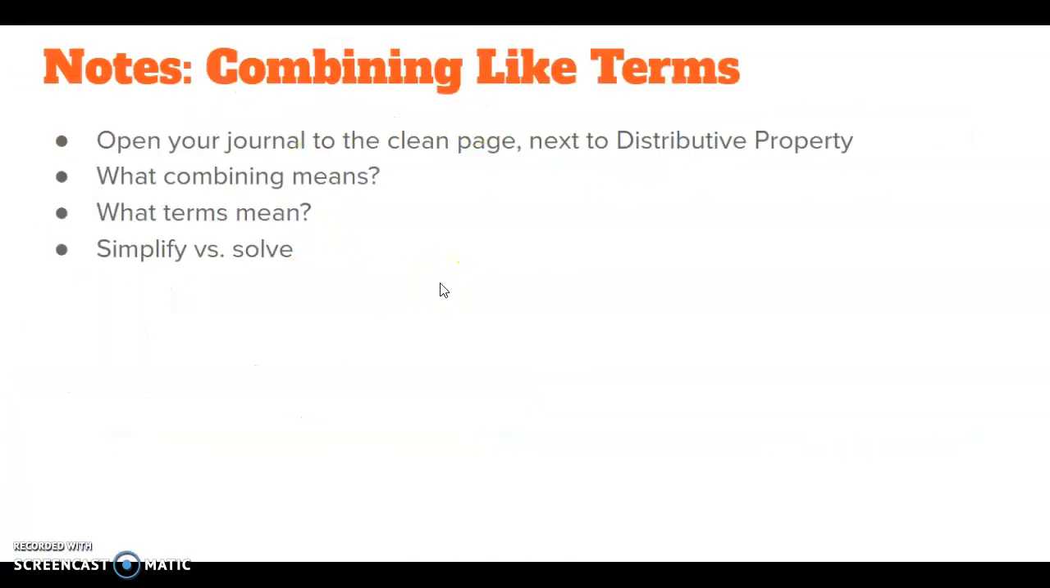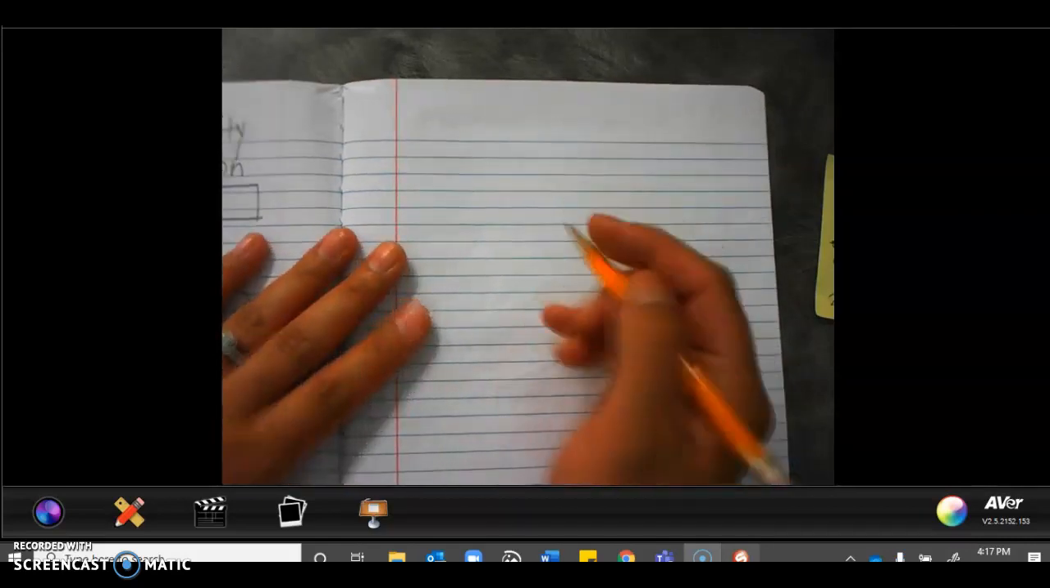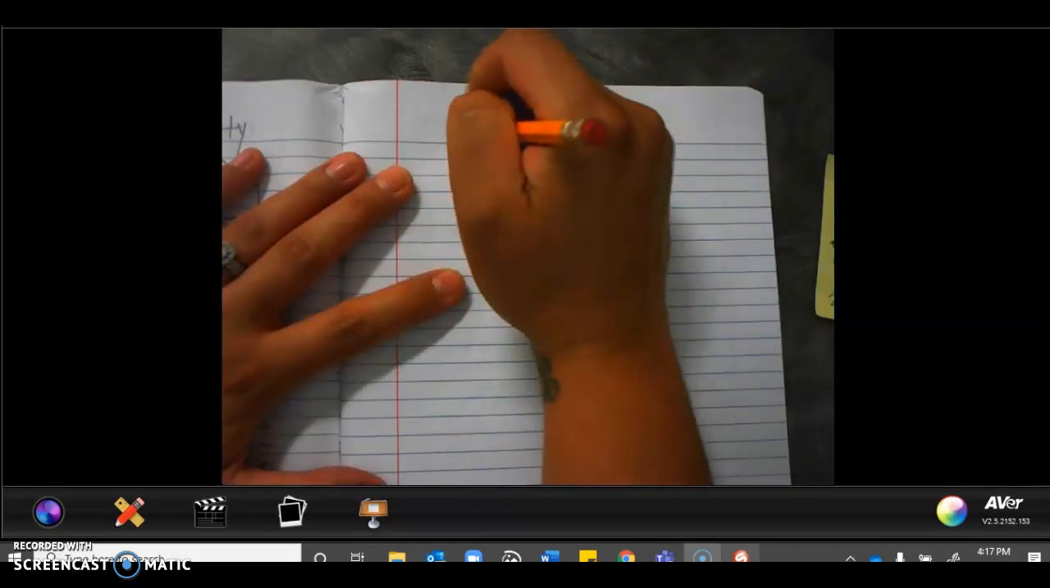From here, we moved on to our journal. The notes or the topic that we talked about was combining like terms. So we opened our journal to the next clean page, which should have been next to the distributive property. We talked about what combining means, what terms mean, and then we talked about simplify versus solve. If you open up your journal to your next clean page, it should be on the right-hand side next to distributive property. Our title for today is combining like terms.